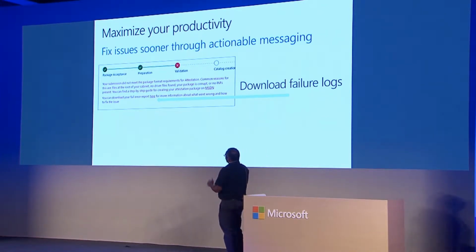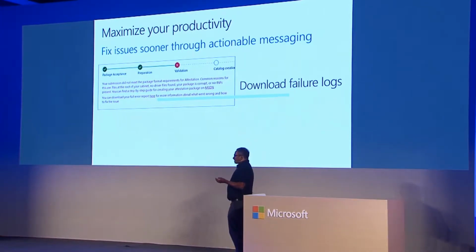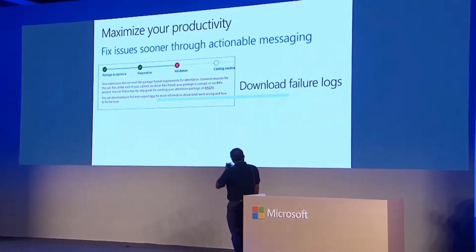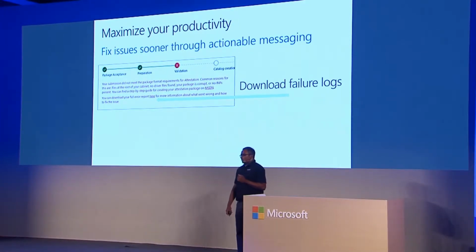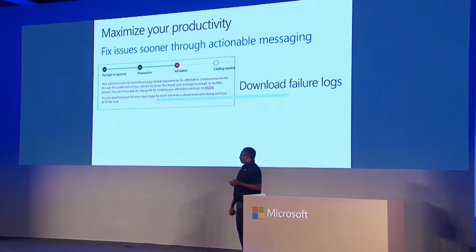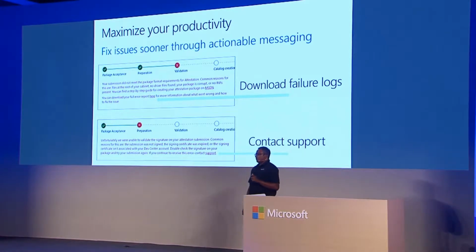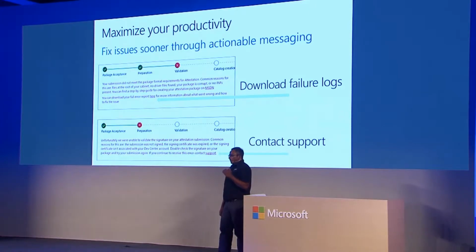A recent area of investment that we've made is that the message that you see when submissions don't behave as you intended is clearer and actionable. For example, you can now download failure logs that give you the ability to quickly correct your mistakes. We also provide contextual support information in some of the error messages. So this allows you to get resolution for issues that you are blocked on.